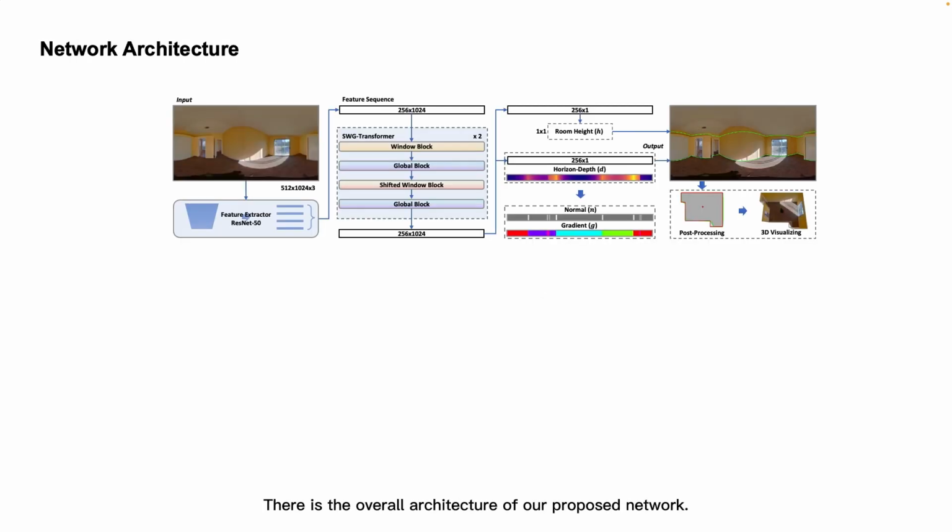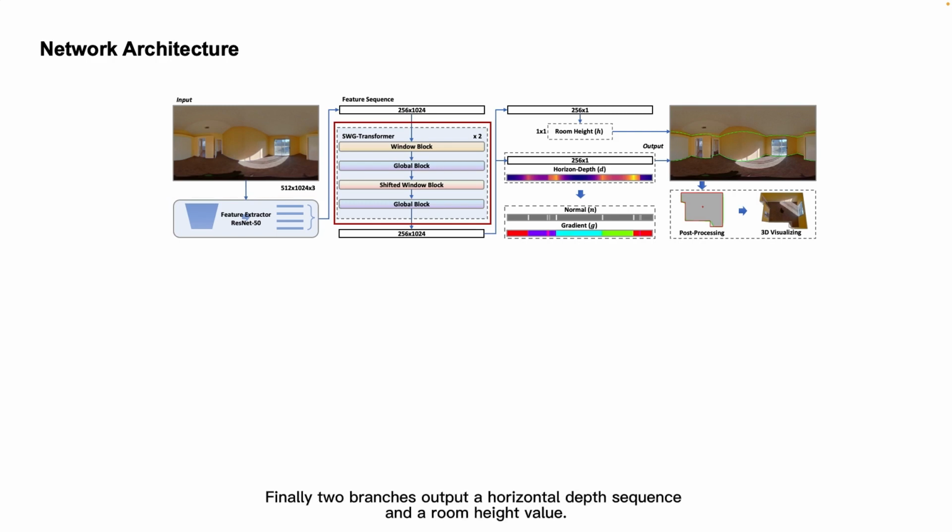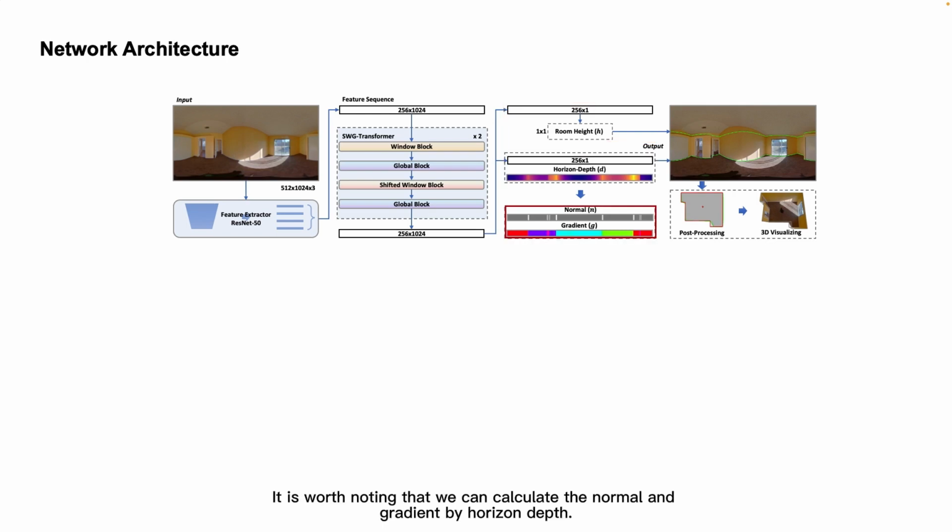Here is the overall architecture of our proposed network. The feature extractor, like LGT-Net, is based on ResNet-50 to obtain a feature sequence. Then the SWG transformer further processes the feature sequence. Finally, two branches output a horizontal depth sequence and a room height value. It is worth noting that we can calculate the normal and gradient from the horizon depth. They are used to calculate the planar geometry awareness loss.